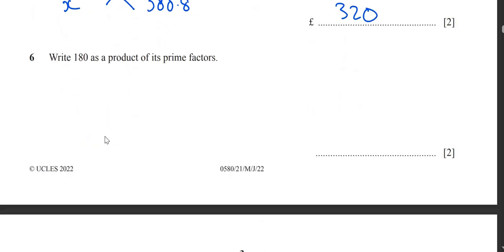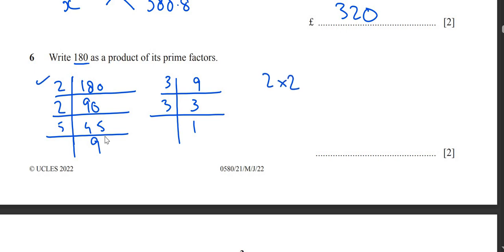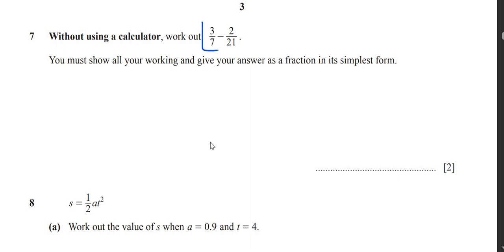Next question, question 6. Write 180 as a product of its prime factors. So look, just write 180, divide it with 2, 90, divide it with 2, 45, divide it with 5, 9, continue, divide it with 3, and then again divide it with 3. So it's actually 2 multiplied by 2 multiplied by 3 multiplied by 3 multiplied by 5. That's your answer.